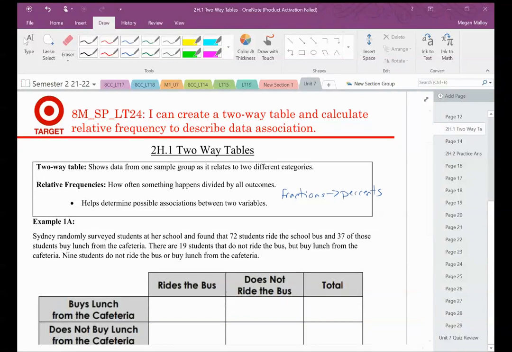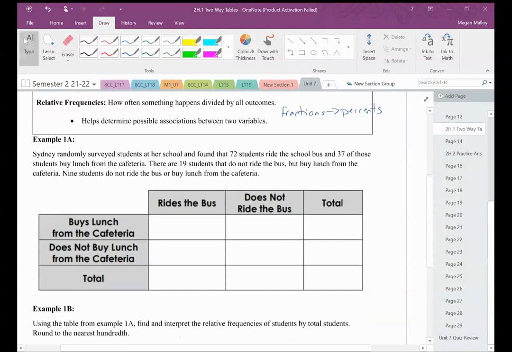So in example 1A, Sydney randomly surveyed students at her school and found that 72 students ride the bus and 37 of those students buy lunch from the cafeteria. There are 19 students that do not ride the bus but buy lunch from the cafeteria. 9 students do not ride the bus or buy lunch from the cafeteria. So a lot of information, but we're going to add it to this table here. In the first column, we talk about students who buy lunch versus do not buy lunch. And then in the first row, we are looking at students who ride the bus and students who do not ride the bus.